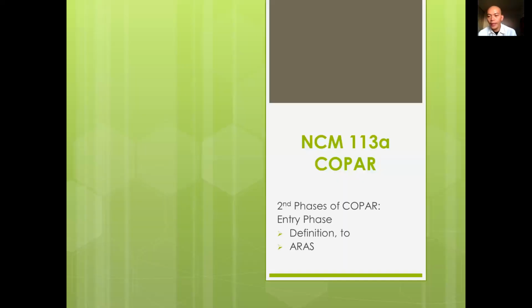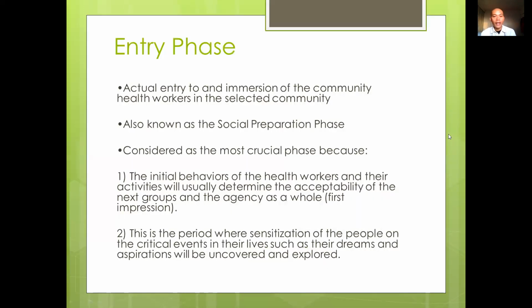Okay, so NCM 113A COPAR, the phases of COPAR. The second phase of COPAR is the entry phase. And in this lecture, we are discussing from the entry phase up to the ARAS part of the syllabus. Entry phase: when we talk about the entry phase, it is the actual going into the community already.